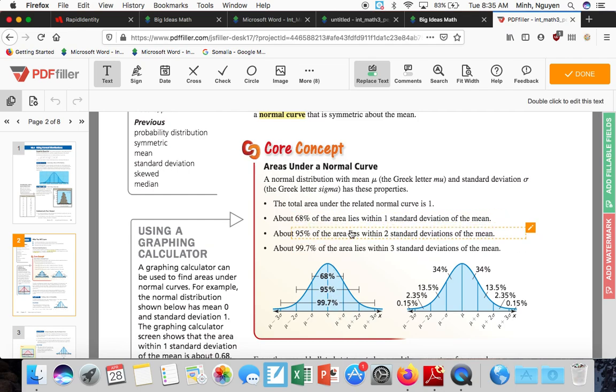95% of the area lies within 2 standard deviations of the mean. So you have the mean minus 2 standard deviations and the mean plus 2 standard deviations. And then lastly, about 99.7% of the area lies within 3 standard deviations of the mean. Here they have it broken up for you in sections. So this whole 1 standard deviation is 68%. The whole 2 standard deviation area from the mean is 95%.